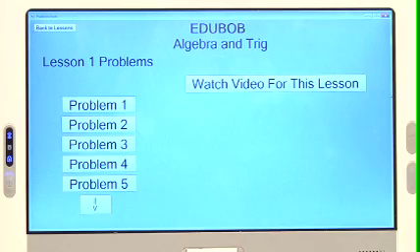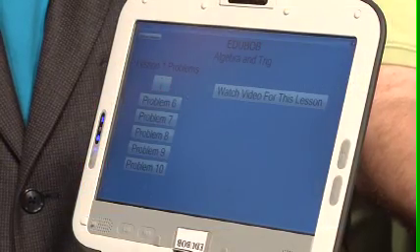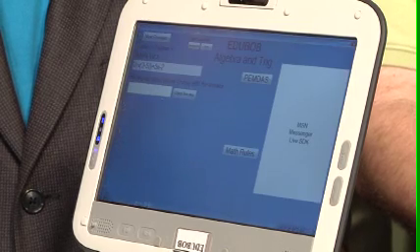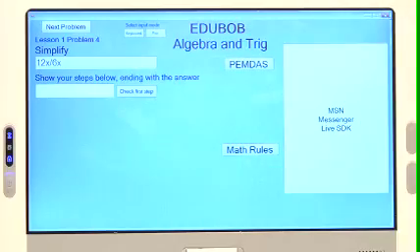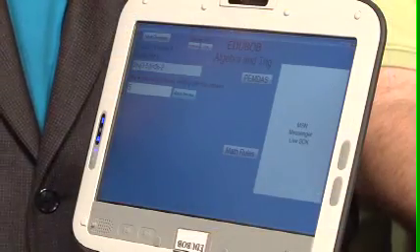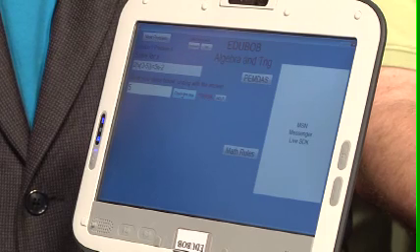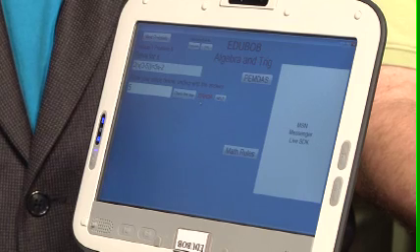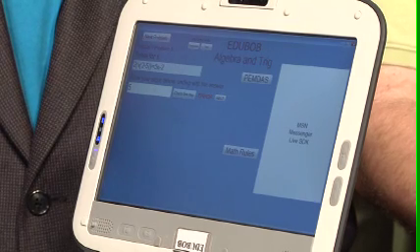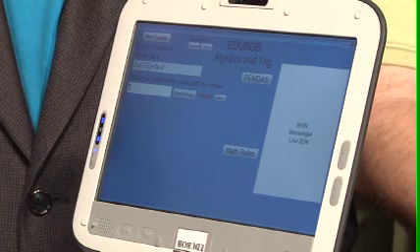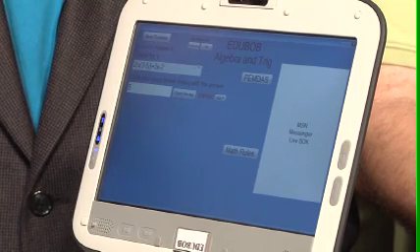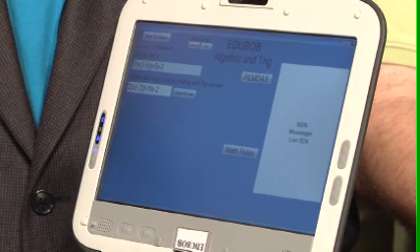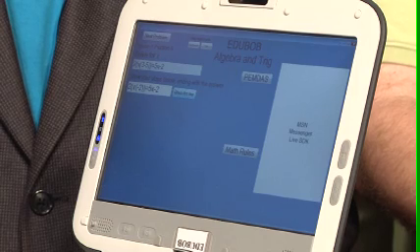Under lesson 1 we have 10 problems, and if a student is just starting the lesson, he can go and say click on problem 6. He can start to solve the problem. And say he inputs an incorrect answer, and he hits check first step. Our SQL database, which is running off the EduBob server, will check his answer against the correct answer, and will tell him if he gets it wrong. If it is incorrect, he can click help, and it will help him out with the correct first step, and he can continue on.